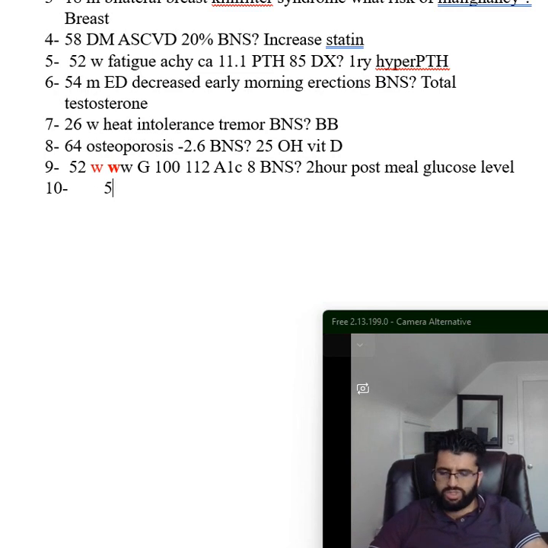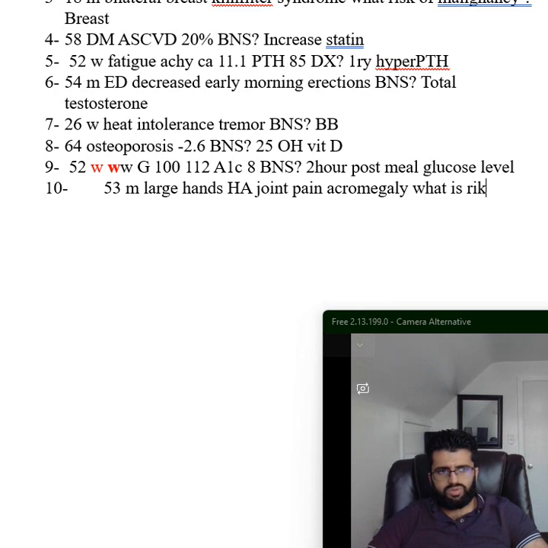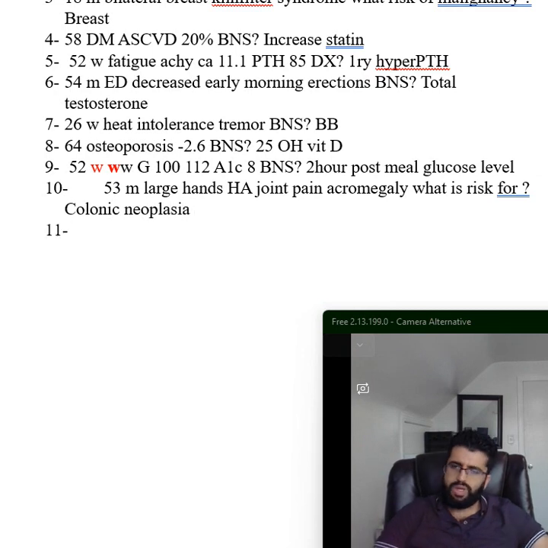Now they give you a patient, 53, a man with large hands, headache, joint pain. This is obviously acromegaly. Okay. What is this patient's risk for? This patient is at risk for colonic neoplasia. Okay. This patient is at risk for colonic neoplasia.